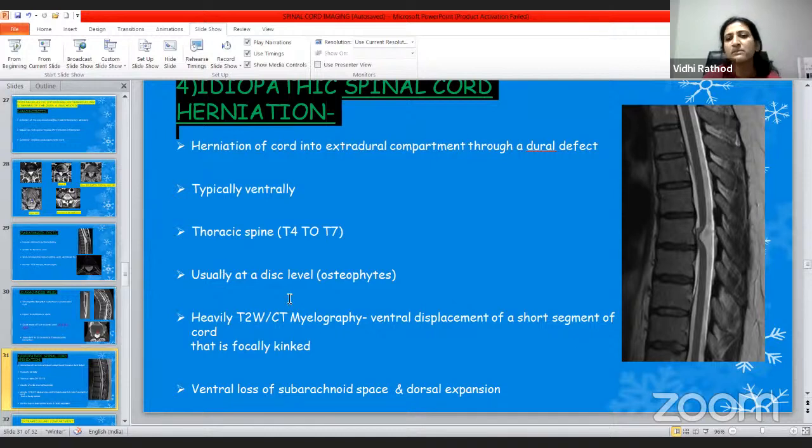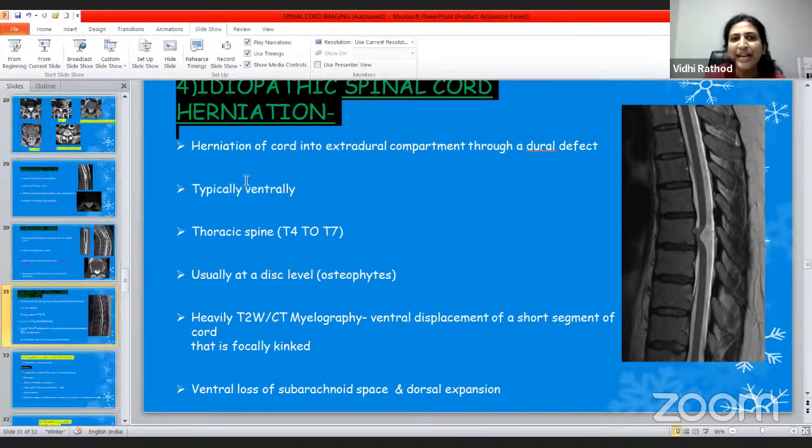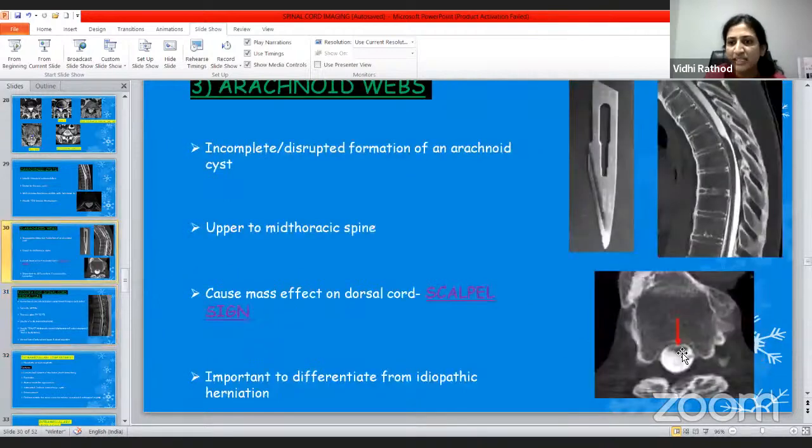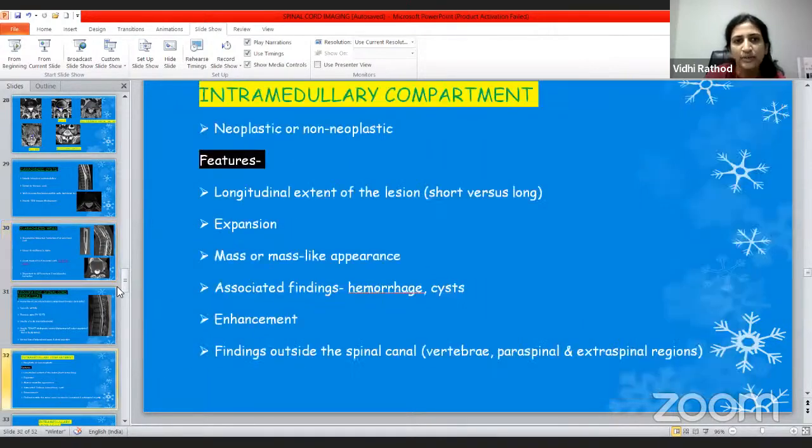And basically, how can we differentiate idiopathic spinal cord herniation? In idiopathic spinal cord herniation, ventrally we won't be able to see any CSF, whereas in arachnoid web we can see that ventral to the cord we can still see a layer of CSF. So that's how we can differentiate.